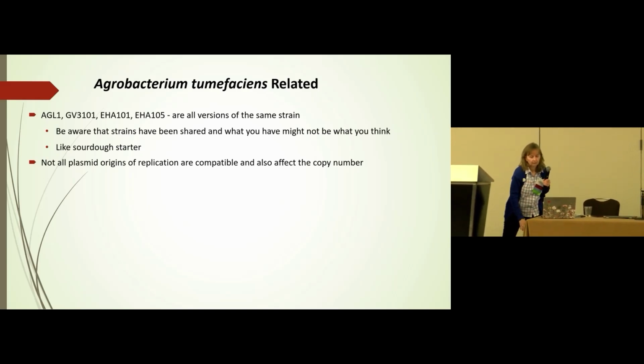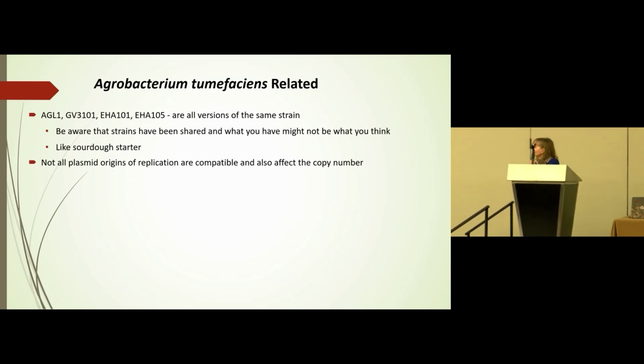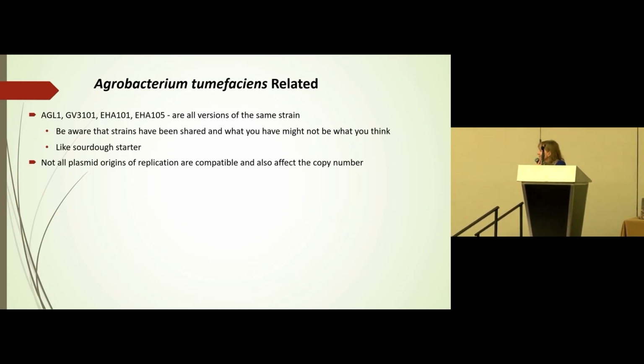So I'm Ermin Lai from Academia Sinica, Taiwan. Actually, I've been working on Agrobacterium for 30 years now. So basically, even for C58, different sources of C58 are different. We recently also sequenced our own C58, and there is a lot of variation compared to the published one.